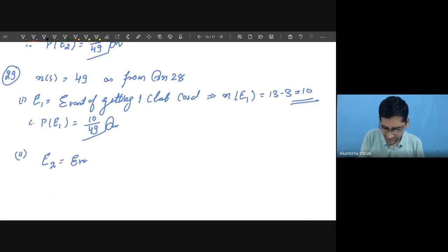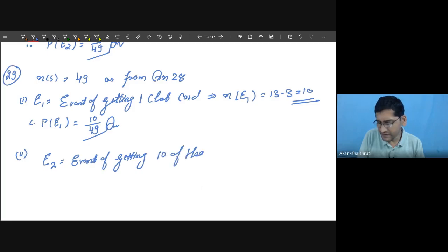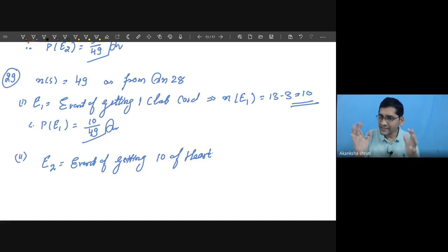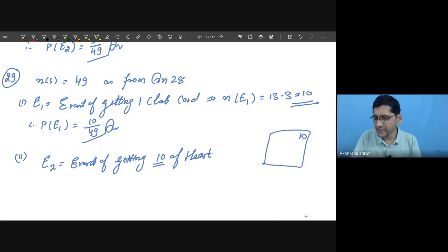Event of getting 10 of heart. Student, do not think 10 cards of heart. It is the number 10 over the card of heart. Okay? It is for this card.